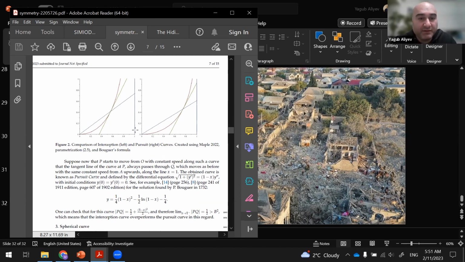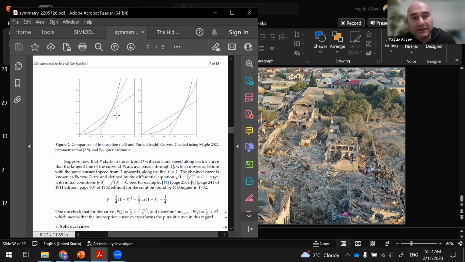The original pursuit curve was introduced, I think, in the 1800s by the French mathematician Bouguer. The idea behind the pursuit curve is that the pursuer is always directed towards the evader. But here in the interception curve, the idea is that the pursuer tries to be on the same line with the evader while moving with the same speed.